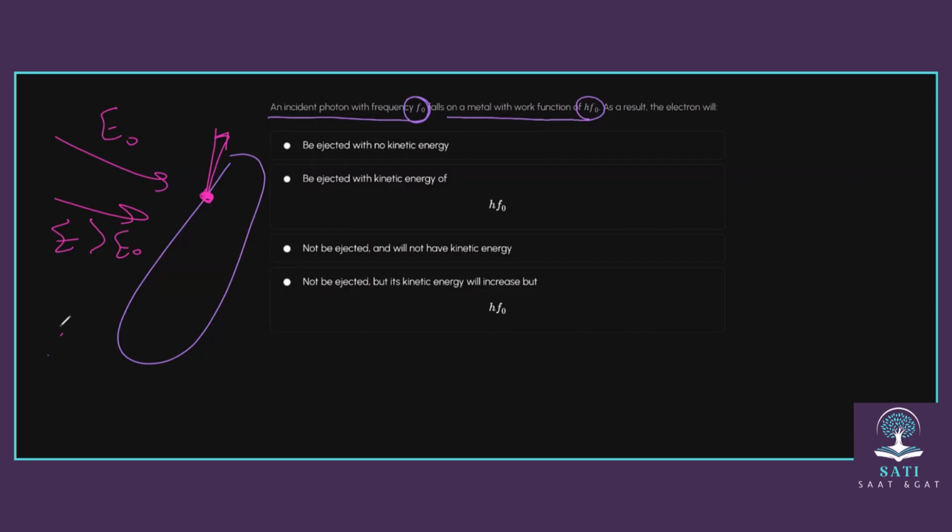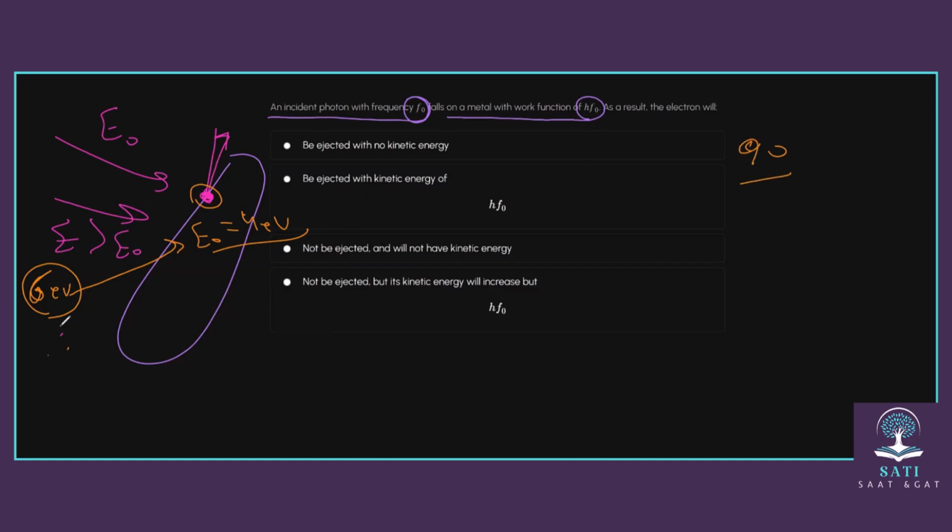For example, if you give this electron 6 electron volts of energy, and its work function is just 4 electron volts, it will use 4 electron volts to be ejected. Then it will have 2 more electron volts left, which it will use as kinetic energy.